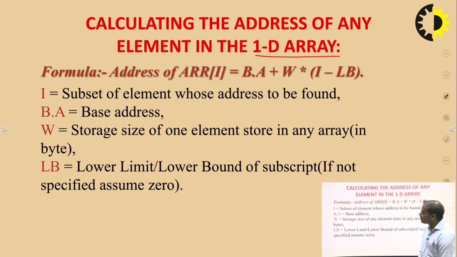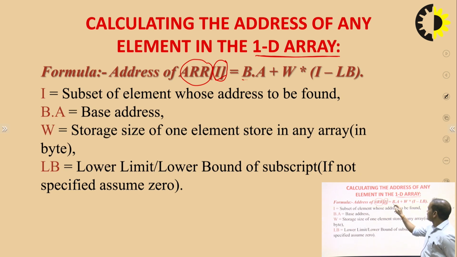The formula for calculating the address of an array, and this is the advantage of an array. By using the formula, we have to calculate the address of any element in the given array. That means random access is possible in case of linear array. Here we have taken a one-dimensional array. We want to find the address of the element at position I. The value of I can be anything, and by using this formula, we have to calculate the address of the element at location I. This is the name of the array, arr.